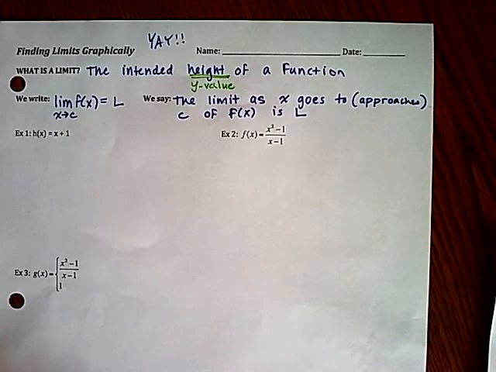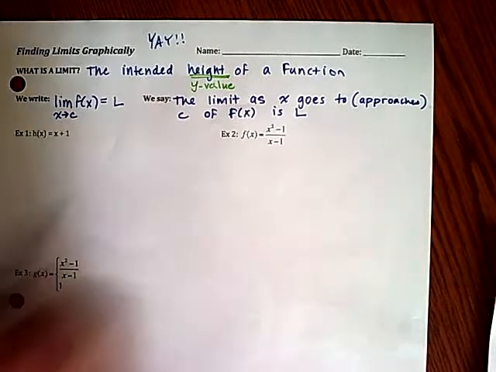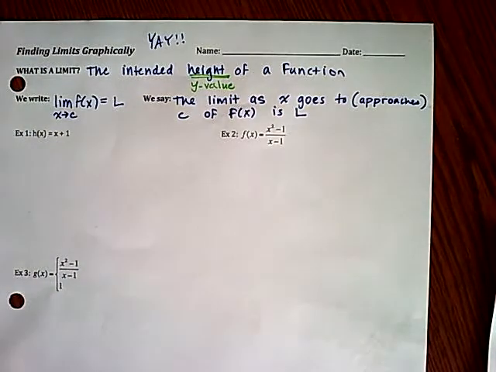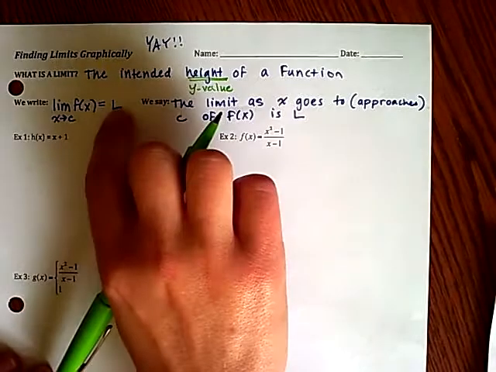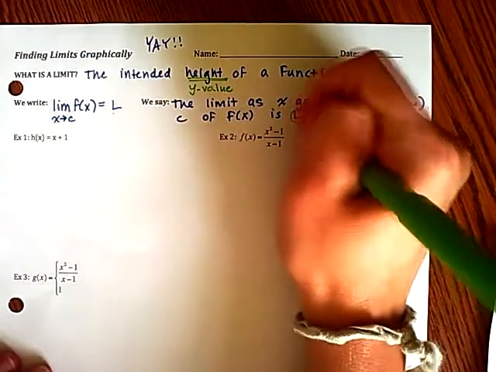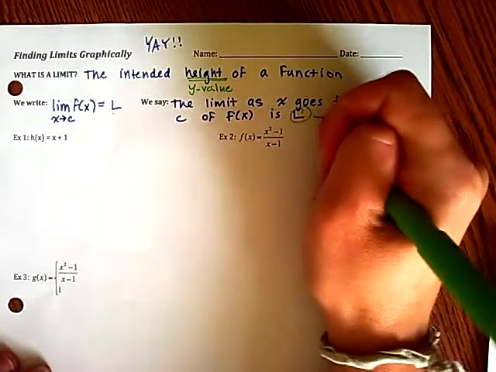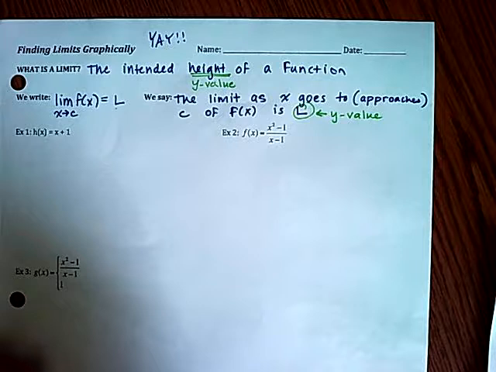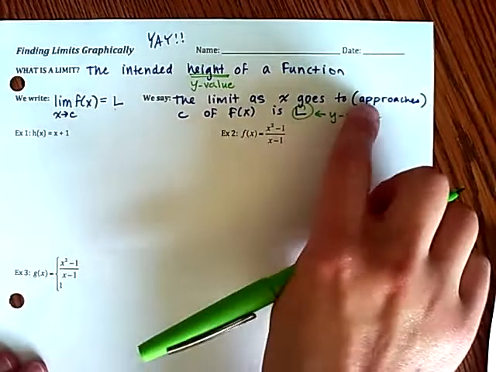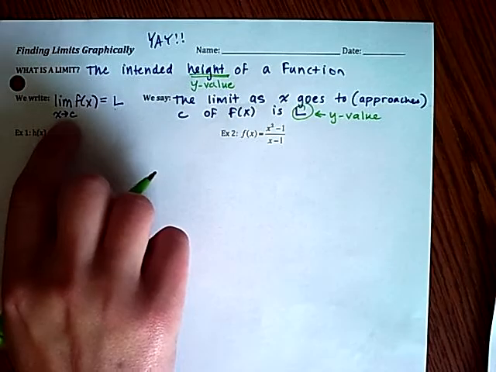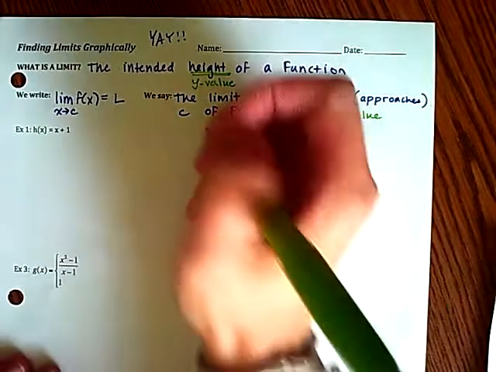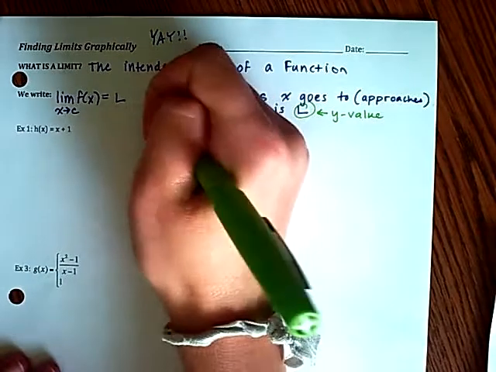Okay, so the idea here is, let me kind of break things down for you. So remember that the limit is always a y value or a height. So this L, the thing on the other side of the equal sign, this L is always going to be a y value. And then it says the limit as x goes to, or x approaches c. That's this notation down here telling you what is x going to and then what is the intended height. So c will always be an x value.